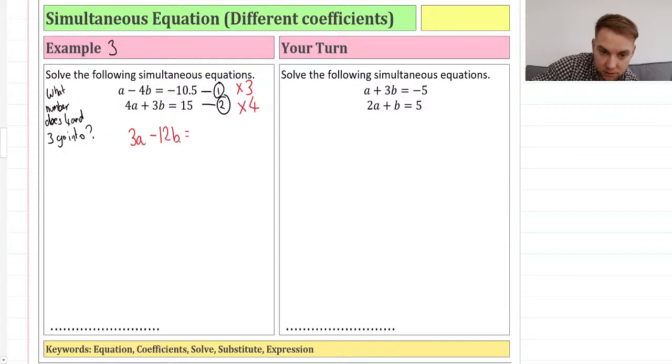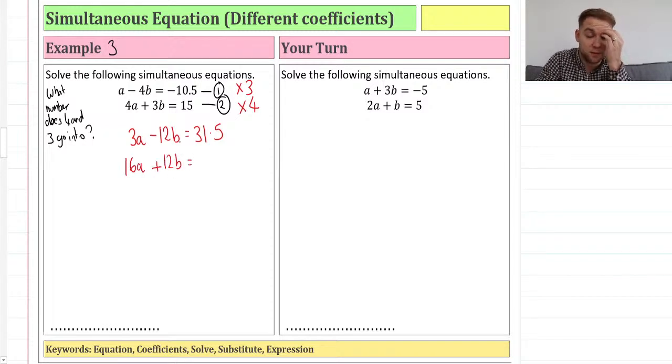So let's write that down. 31.5. Now I'm timesing the top by 3 and I'm timesing the bottom by 4 to make the B 12B as well. So let's times all of them by 4. 4A times by 4 is 16A. 3B times by 4 is plus 12B. And 15 times by 4, well 15 times by 2 is 30, 45, 60 in total there.